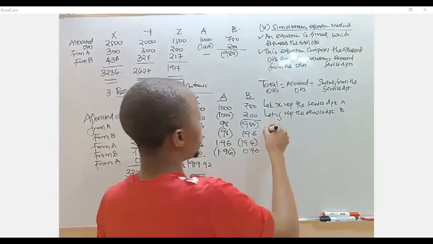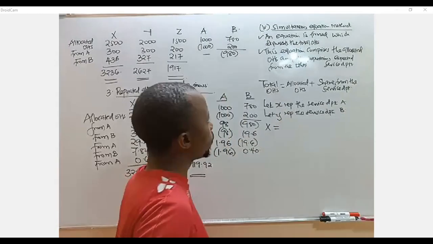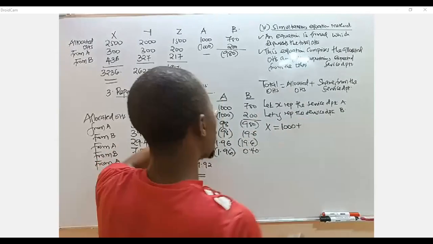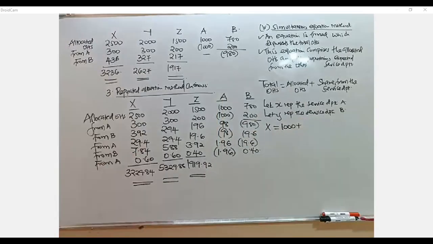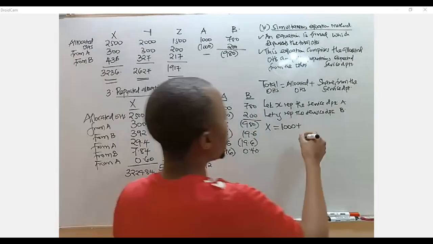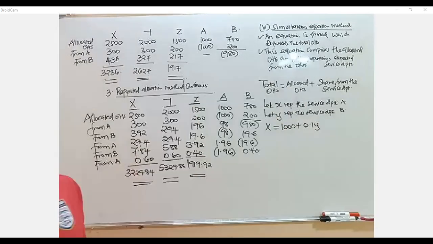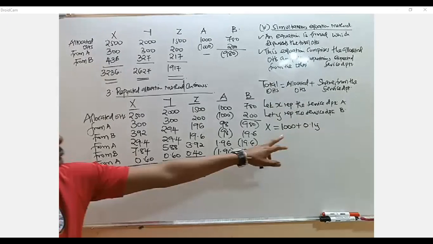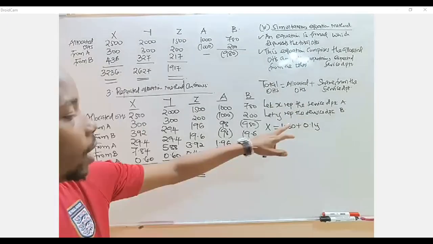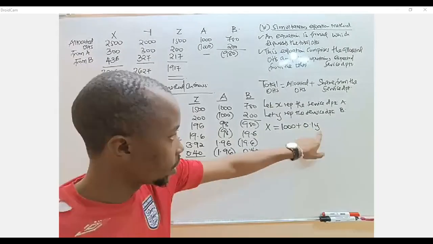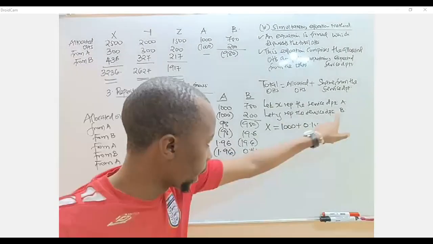For X, let us look at the allocated overheads. They have been allocated 1,000, plus what are they benefiting from the other service department? We are discussing A. A gets 0.1 of B, and in our scenario we talk about Y. Looking at the question, B is giving A 0.1, 0.1 of B, which is Y.